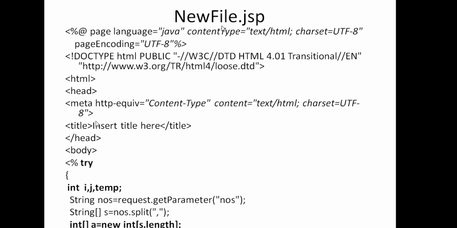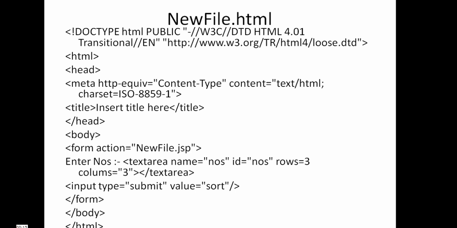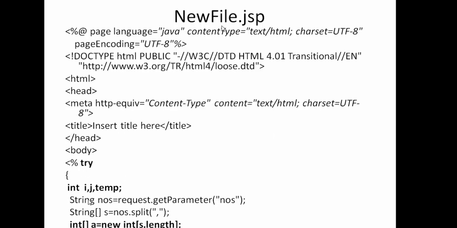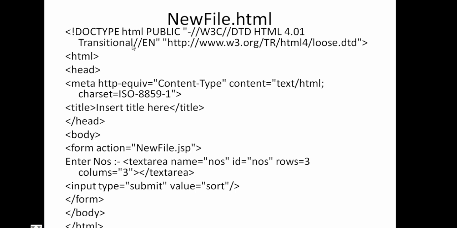This doc type is telling you the details of this HTML file. W3Schools has the URL. For HTML4, we use this URL. This is the DTD, document type definition, of HTML4. Then this is the start tag of an HTML file.